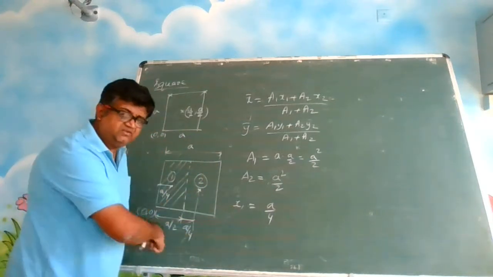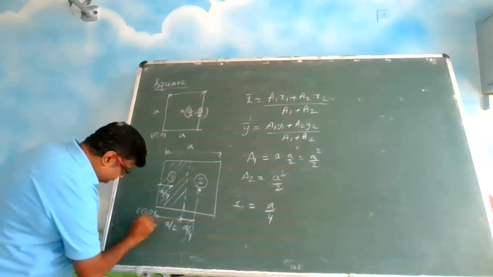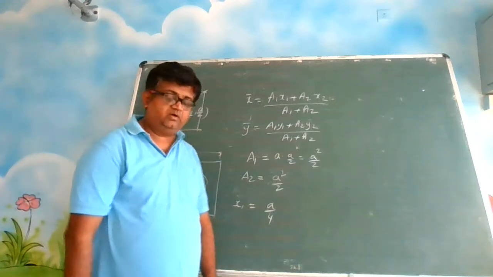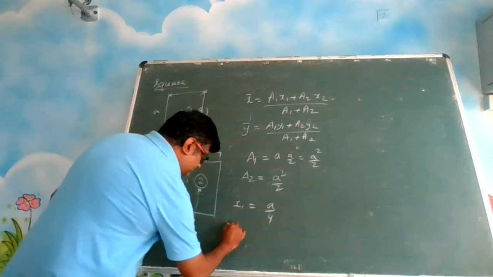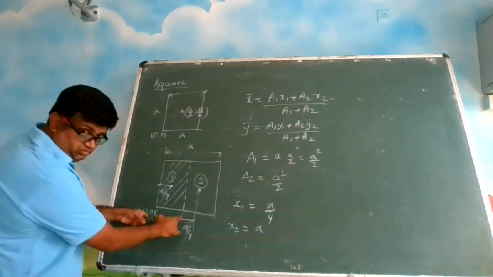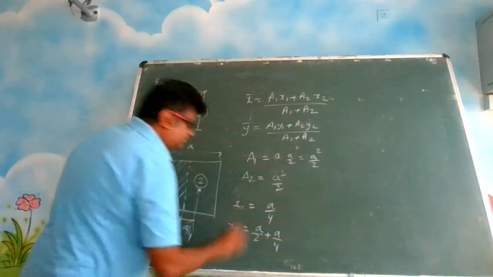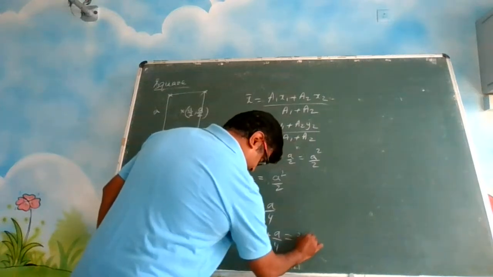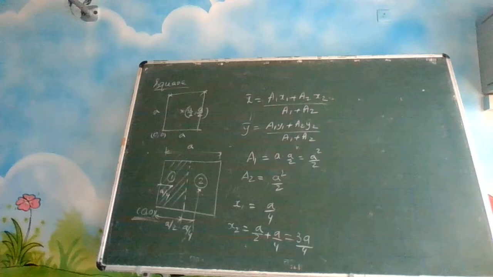But from where do we have to take? We have to take from our reference point. Yesterday I told this point. So what will be x2? X2 will be A by 2 plus A by 4. So this is 50%, 25%, 3A by 4. Alright?